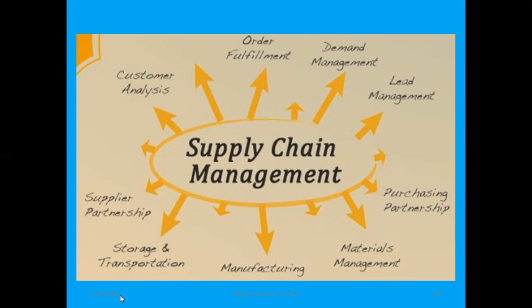So here how we have to integrate the things. In the supply chain management, we have to integrate all the factors, that is customer analysis, order fulfillment from the factories, demand management, how to create a demand, how to reorder the demand, how to manage the demand. Next, lead management. Giving leads means giving references to the other companies for the profit. Next, purchasing partnership. Next, materials management, manufacturing, storage and transportation, supplier partnership.